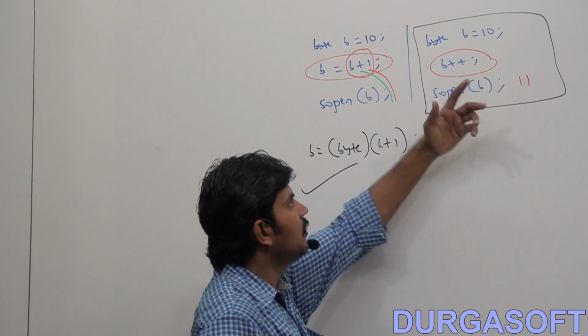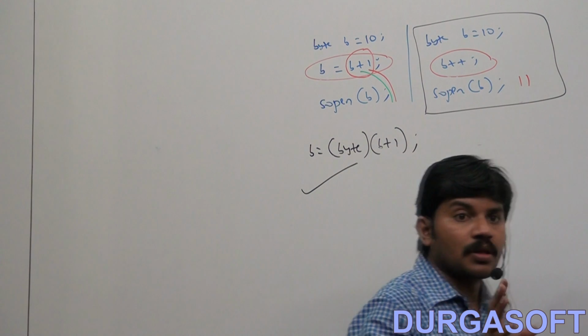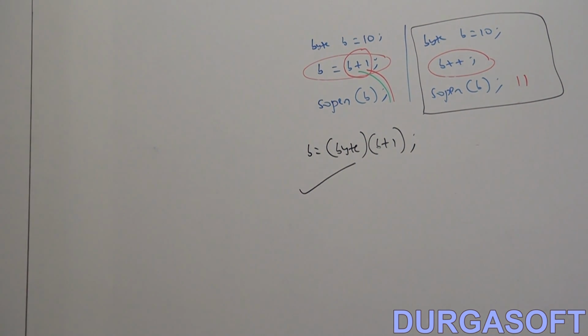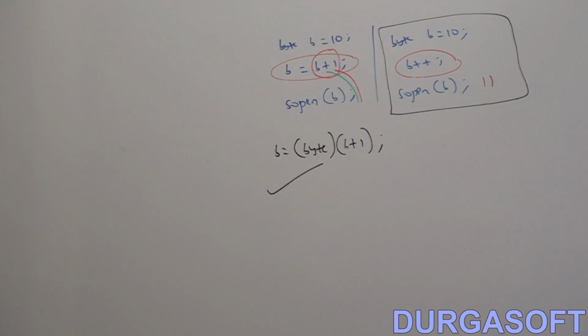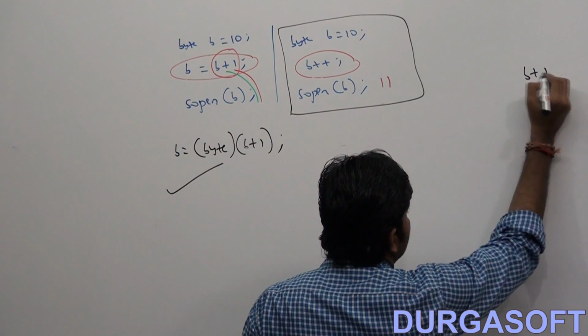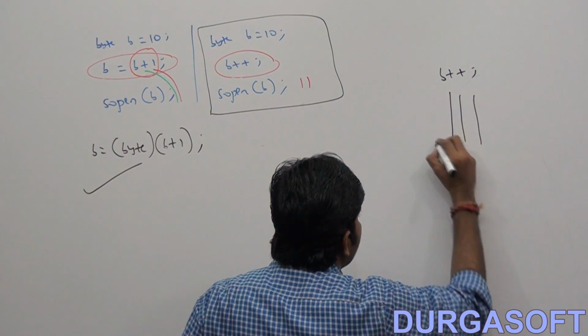Yes, b plus plus and b is equal to b plus 1 are not the same. Make sure of that; there is a difference. What is that difference? In the case of b plus plus, internal typecasting will be performed.